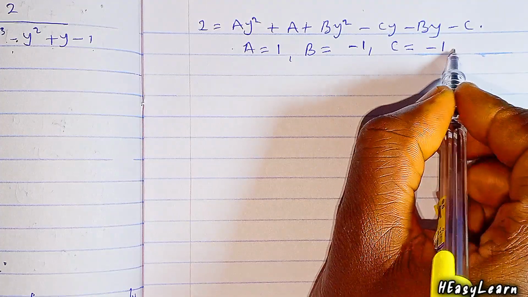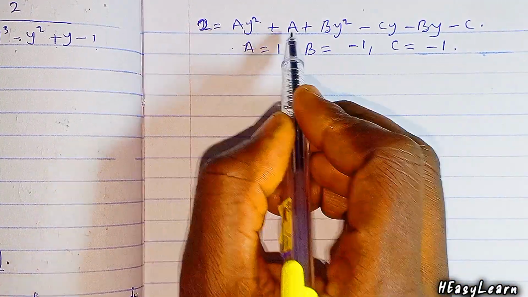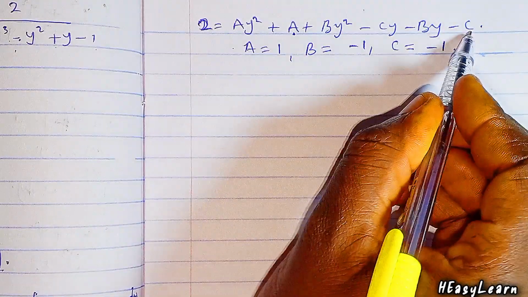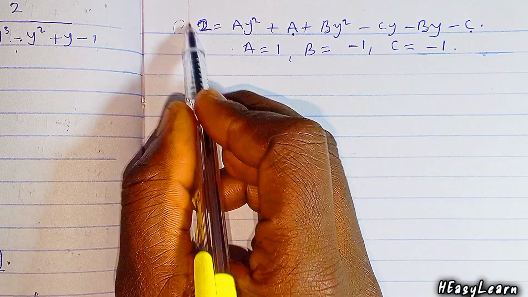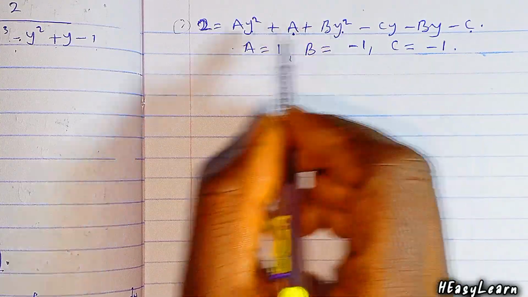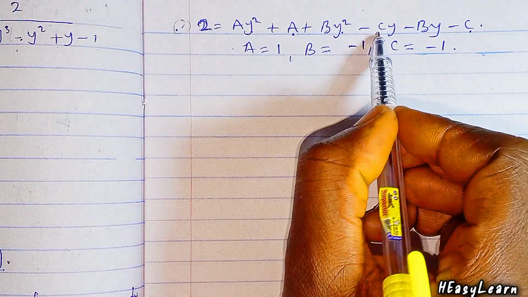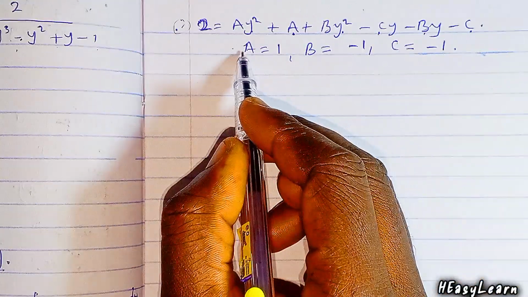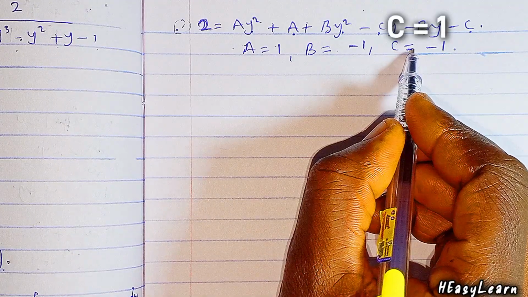minus 1. You can do it on your own. Equate constant with any constant. Then no term with y squared here, put it to be 0. Equate it with this, equate it and find. Then no term with y here, 0 equals, equate it with this and also this. You are going to find that A equals 1, B equals minus 1, and C equals minus 1.